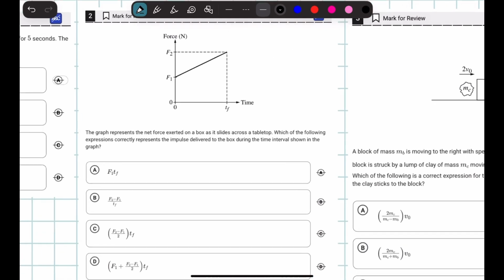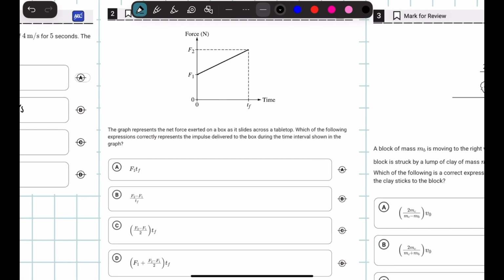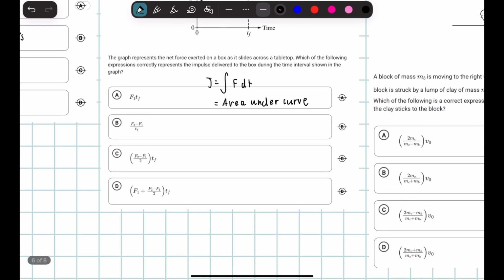The force graph represents the net force exerted on a box as it slides across a tabletop. Which of the following expressions correctly represents the impulse delivered to the box during the time interval shown in the graph? So we know that impulse is defined as the area under the curve, the integral of F dt, but it's AP Physics 1, so you don't have to do the integration.